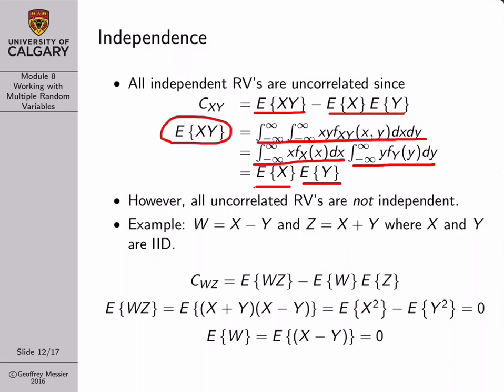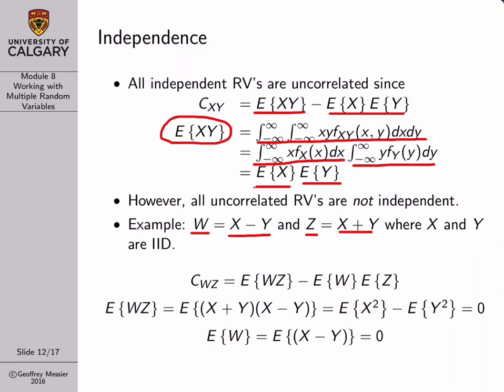However, not all uncorrelated random variables are independent. To show you, let's do another example where we have a random variable w, which is just equal to the difference of two identically distributed but independent random variables, x and y, and z is equal to the sum of those same two. Since w and z are constructed using the same two random variables, x and y, they're clearly not independent. However, we will show below that their covariance is actually equal to 0.